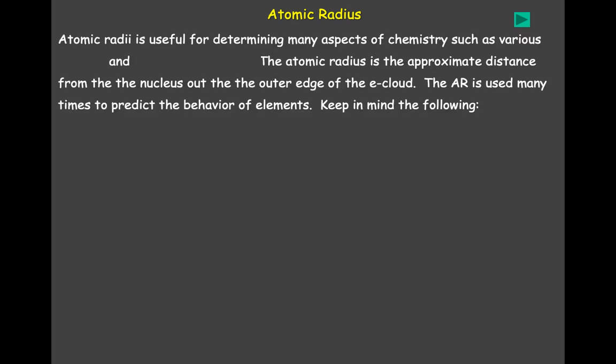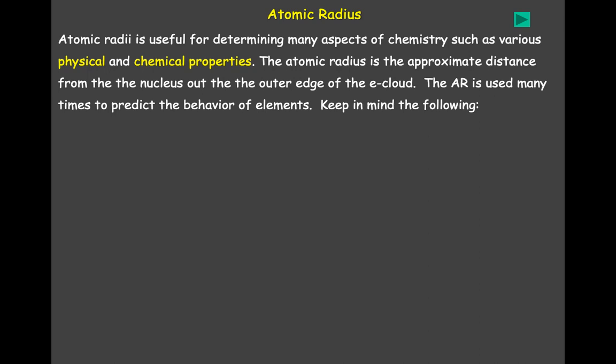And the first data point I want to take a look at is something called the atomic radius. Again, the radius of an atom is very similar to the radius of a circle, except it's got a couple of different things in it. Atomic radii is useful for determining many aspects of chemistry, on how the atoms behave, such as physical and chemical properties. All of these can be looked at through the radius. And really, when you look at the radius, you're looking at those valence electrons and their proximity to the nucleus.